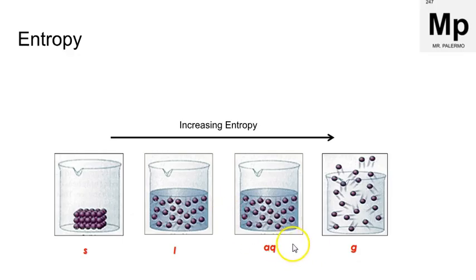Notice that aqueous is higher in terms of entropy than liquid because we have more particles dissolved. We have at least two different types of particles in the situation, and so therefore more possible ways we can arrange them, and that's why the entropy is slightly higher than liquid.